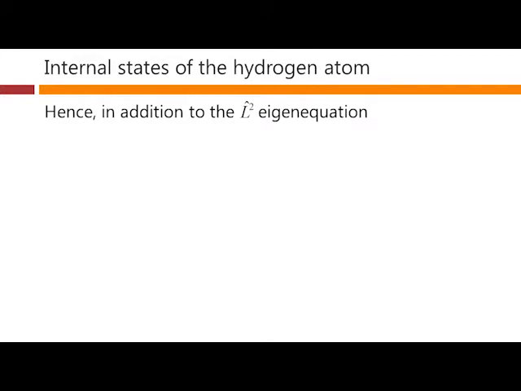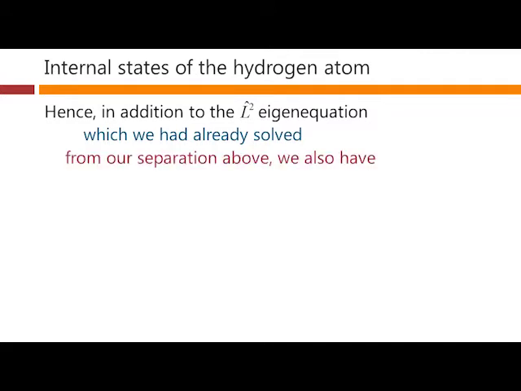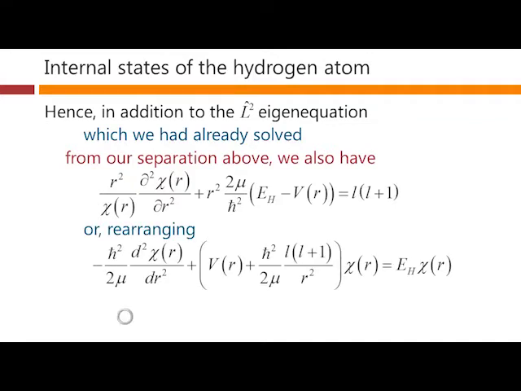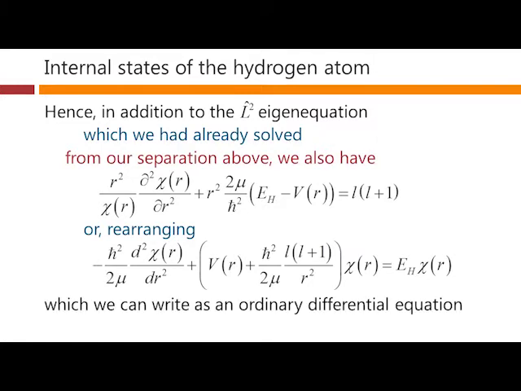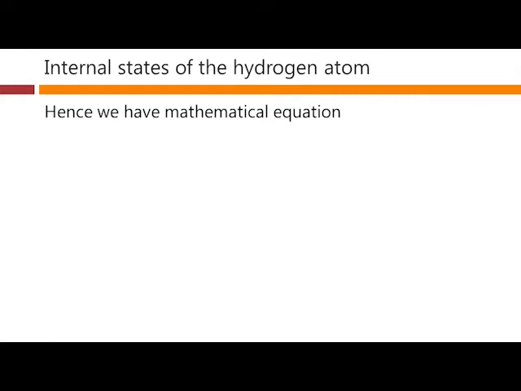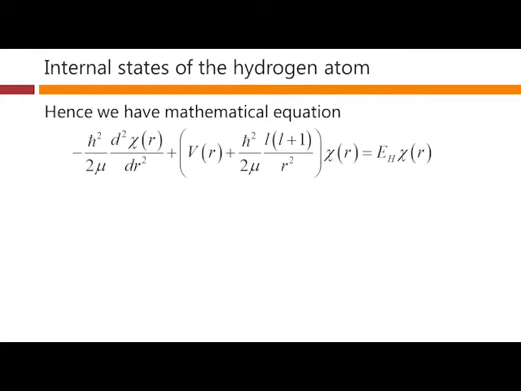So in addition to the L squared eigenequation that we have rediscovered here, and we've already solved this one, we also have this radial equation, and we can rearrange that slightly into this form here. And we can see that this is an ordinary differential equation now. There's only one variable in here, little r, and so we can go back to looking at ordinary derivatives, not partial derivatives. Hence, we have the mathematical equation that we can write out here.